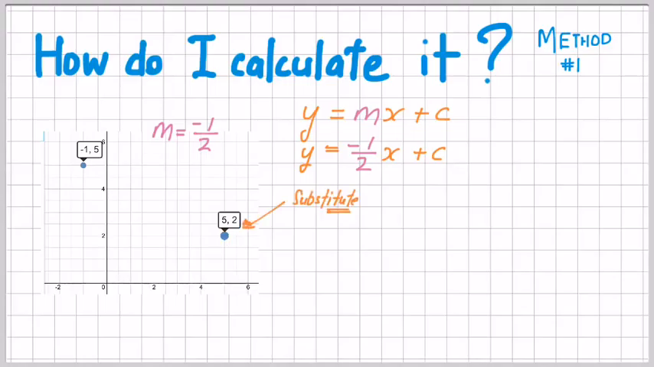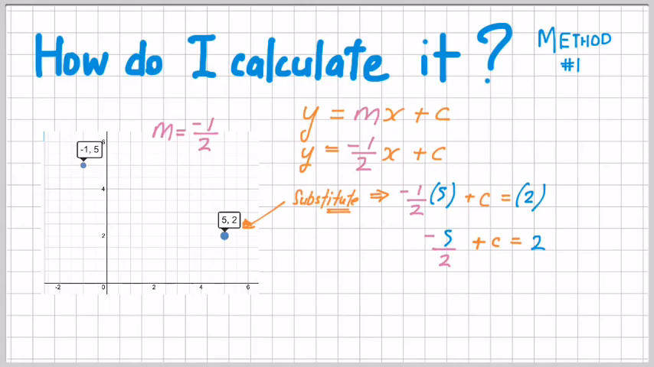The next thing we need to do is substitute a point. I'm going to use 5, 2. You could use negative 1 and 5 if you wish. So the equation becomes negative 1 over 2 times 5 plus c equals 2. Notice that x is 5 and y is 2.